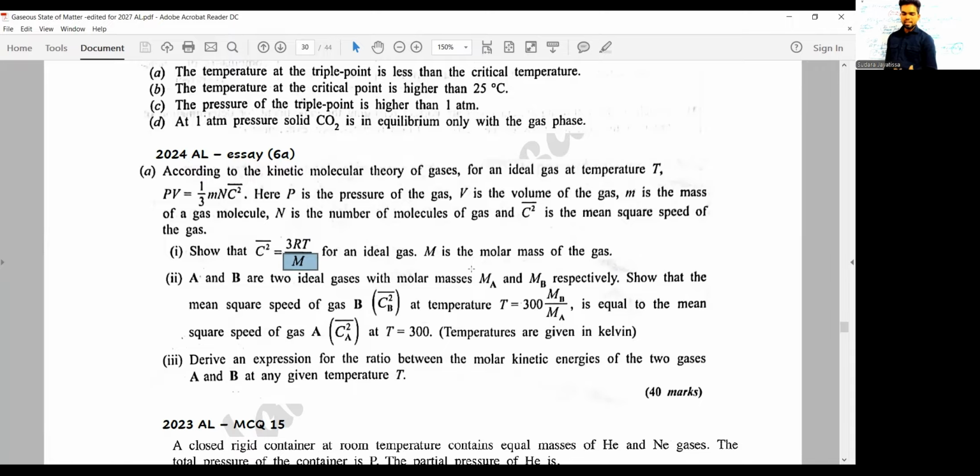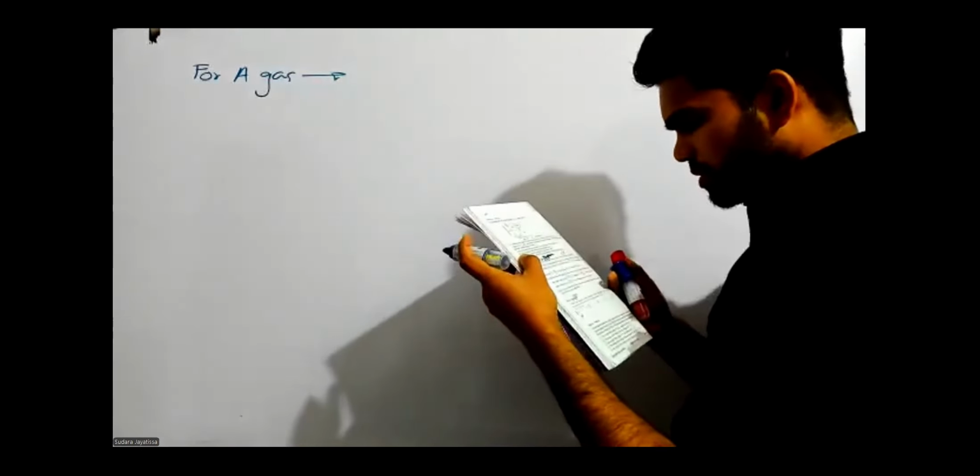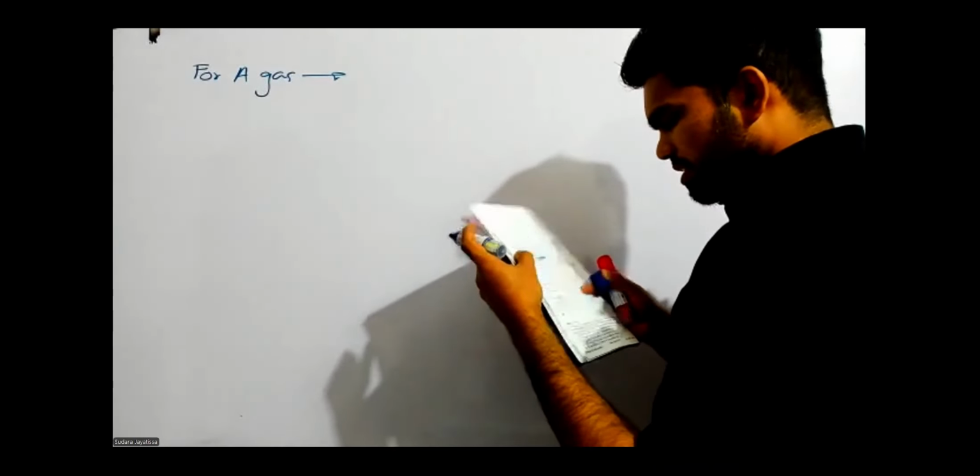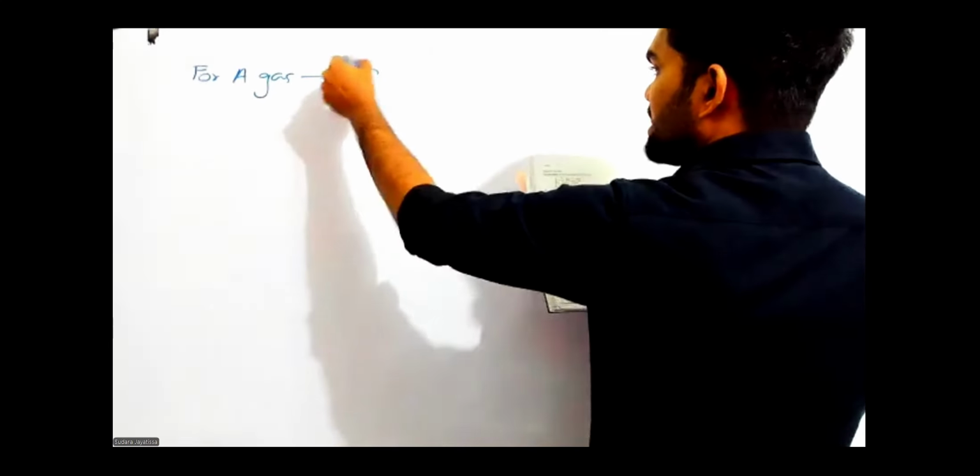For molar masses, there are terms. And for temperatures, there are terms. We just have to show that they are equal. Then let's apply this equation, the one we derived, for the two gases. For A gas, they are asking you to show that these values are equal.